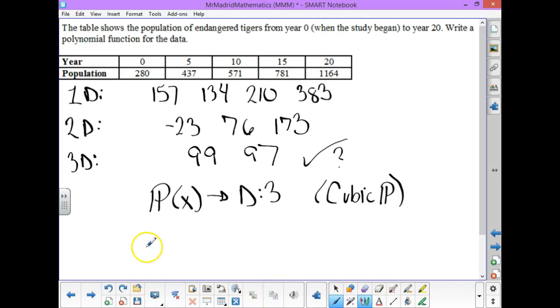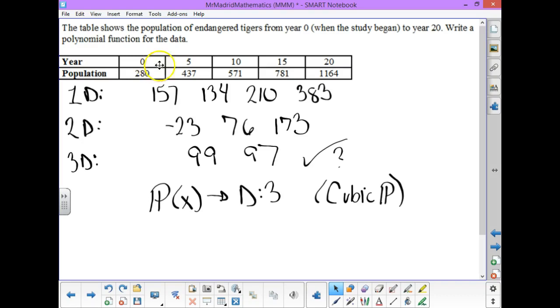Alright, unfortunately we're not done, right? What does it say? Write a polynomial function for the, so it needs the actual polynomial. Okay, I'll show you why this is important nonetheless. So here we go. The trick here is to go calculator and enter these values.